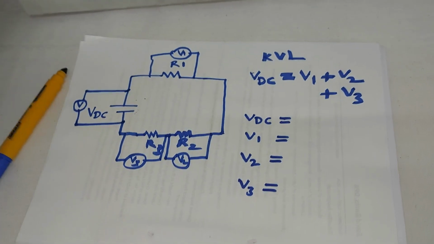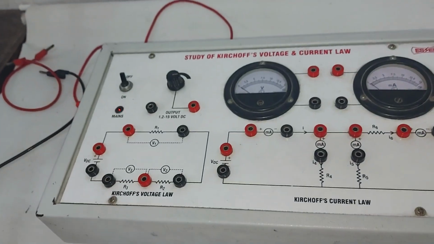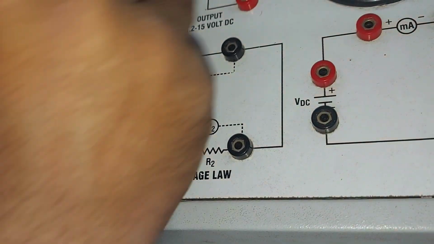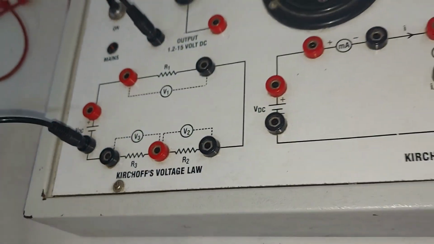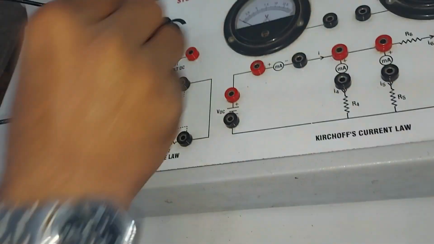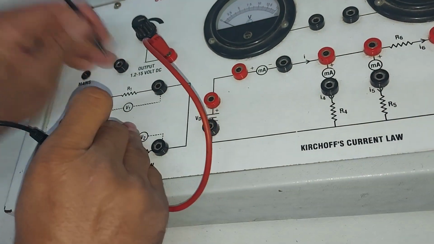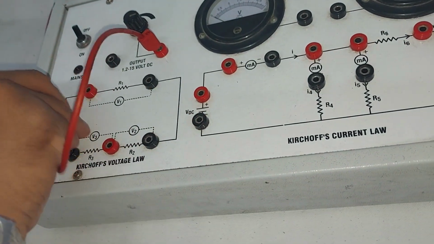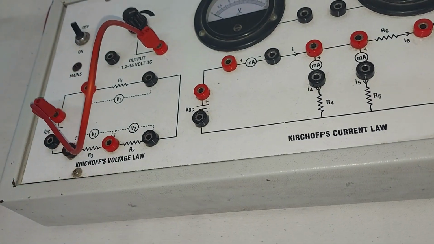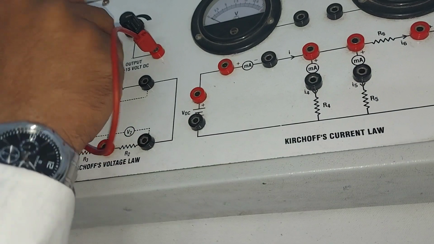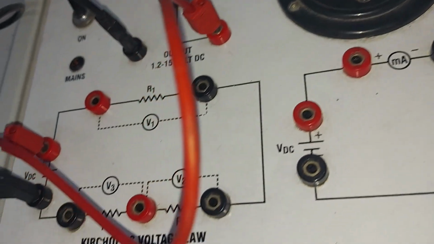So first of all I will connect this battery supply over here. I will use this another wire, this one. So this supply is connected. Now we will measure these different voltages here.